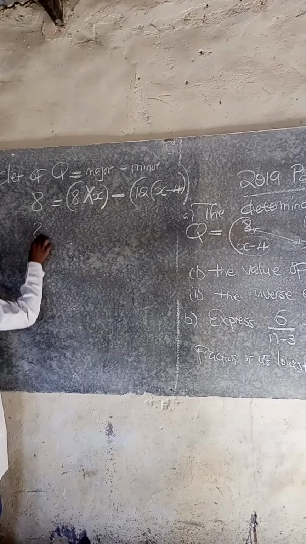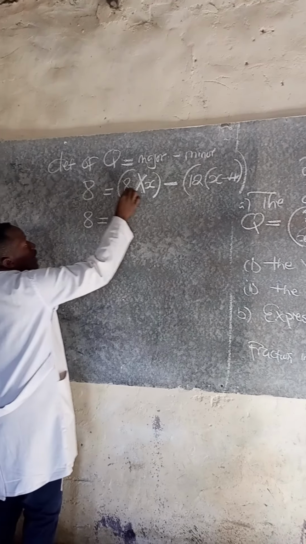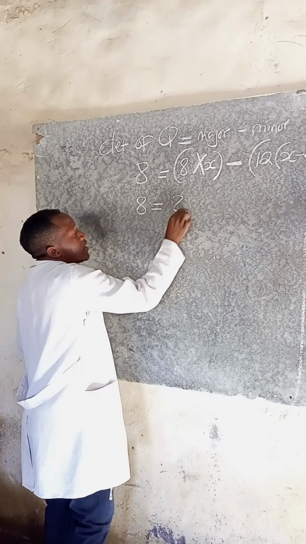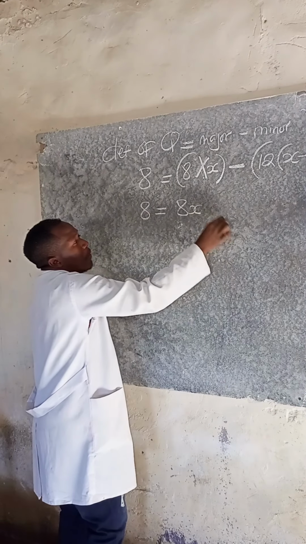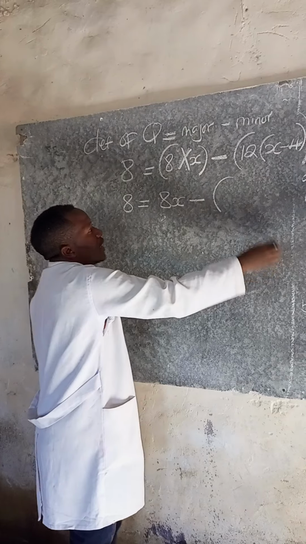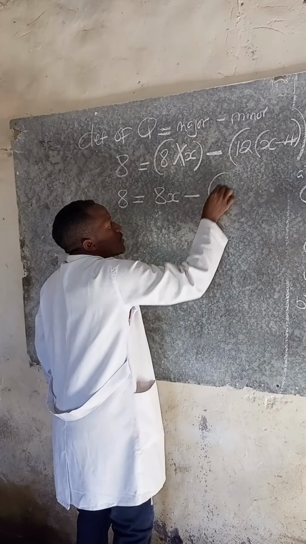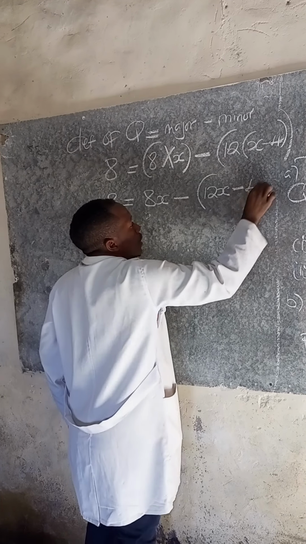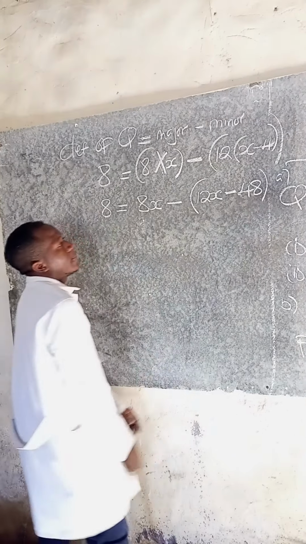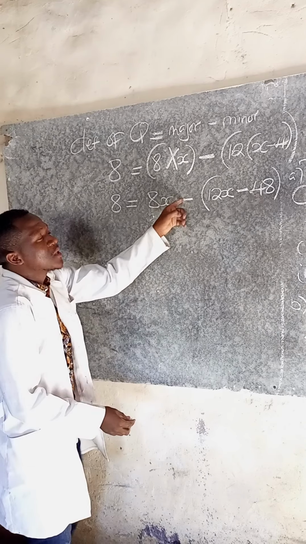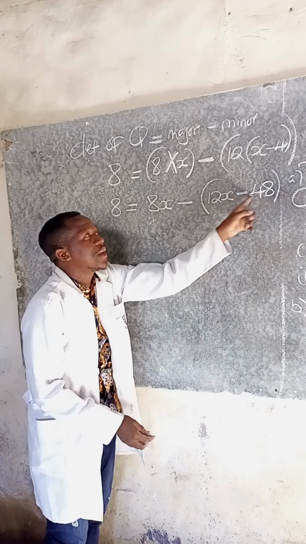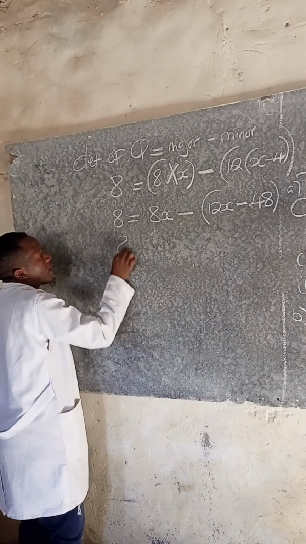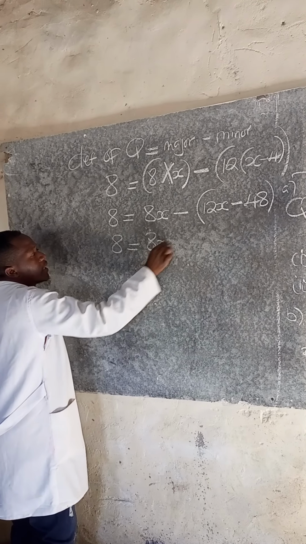So I'm going to say 8 equals 8 multiplied by x. A number multiplied by a variable, the answer is the combination of the number and the variable. Minus, open brackets, 12 times x is going to give 12x. Minus, 12 times 4 is going to give 48. Now, this sign is supposed to multiply each and every term here in order for these brackets to be gotten rid of. So I'm going to say 8 equals 8x.